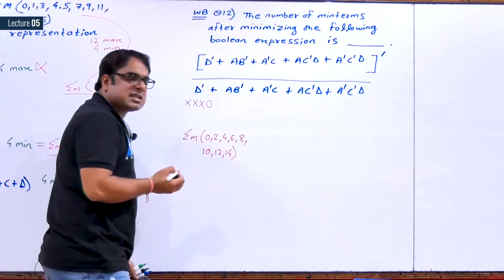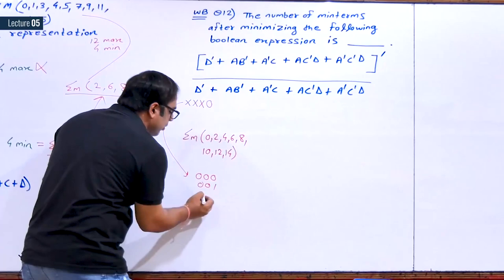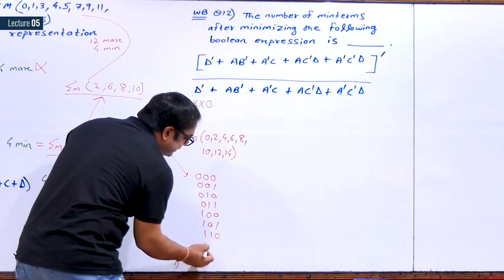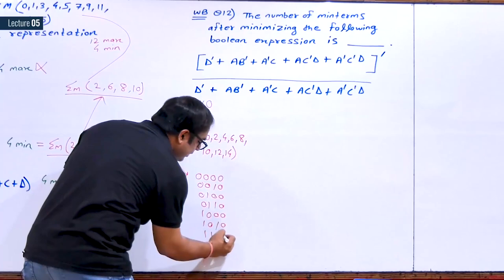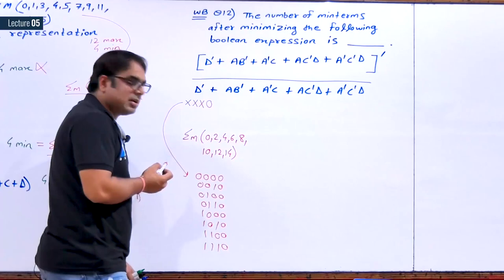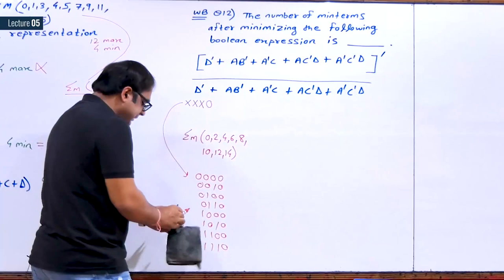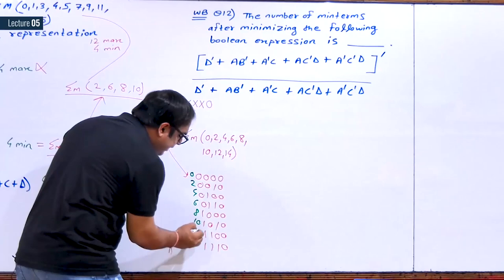If you want a justification, 3 don't cares means 8 combinations, and the last bit is 0. So you can calculate the numbers. The numbers will be 0, 2, 4, 6, 8, 10, 12, 14. That's what I have written here.